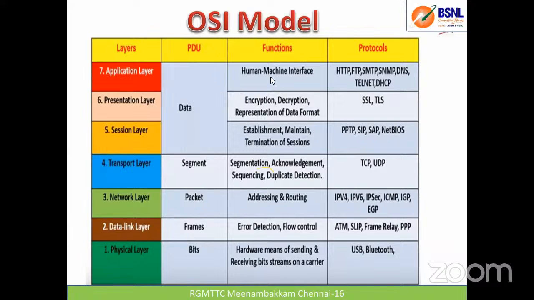The application layer is the human interface. These are some of the protocols we use in the application layer. HTTP is Hypertext Transfer Protocol. FTP is File Transfer Protocol. SMTP is Simple Mail Transfer Protocol. SNMP is Simple Network Management Protocol. DNS is Domain Name System. Then Telnet and Dynamic Host Configuration Protocol. These are some of the protocols we use in the application layer.